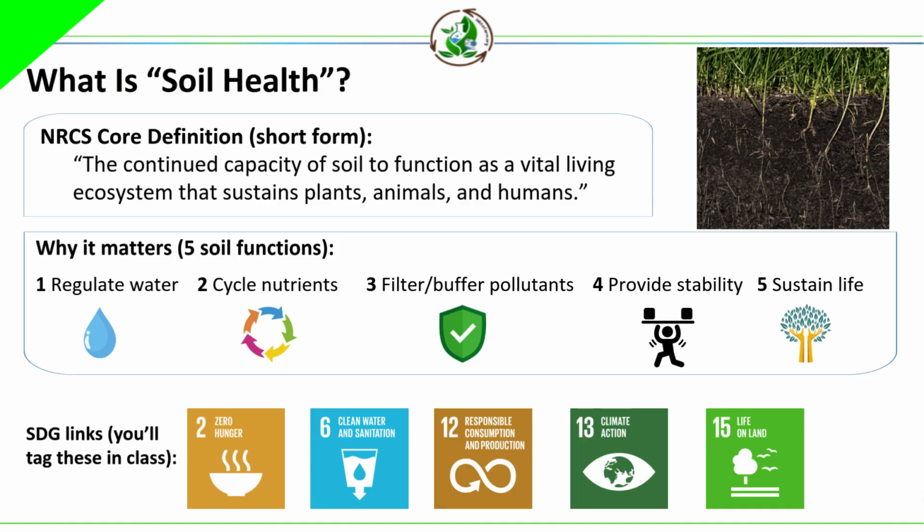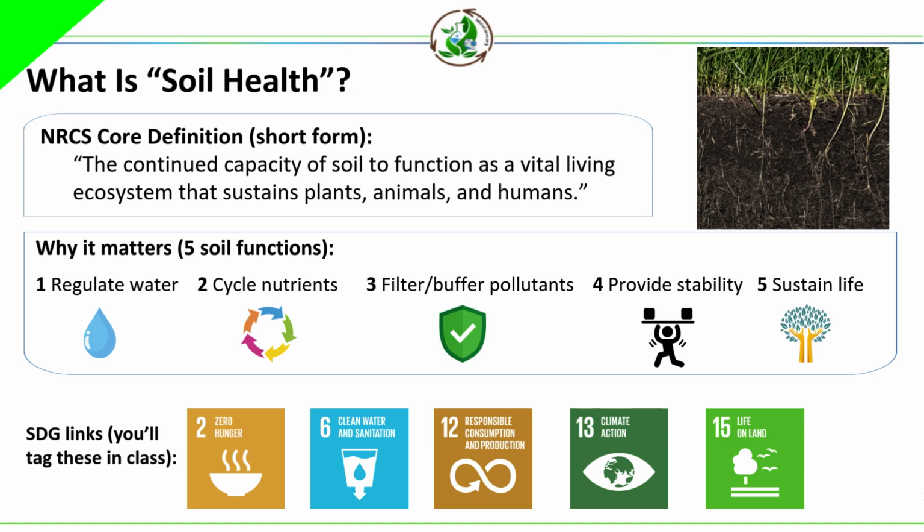We will use the USDA's Natural Resources Conservation Service methods to connect the 5 main soil functions. Regulating water, so rain soaks in instead of running off. Cycling nutrients, making food for plants. Filtering pollutants, like a water cleaning sponge. Providing stability, so fields don't wash away. And sustaining life, supporting microbes, worms, roots, everything living underground. You'll also connect each function to an SDG target. For example, water regulation to SDG 6, nutrient cycling to SDGs 2 and 12.